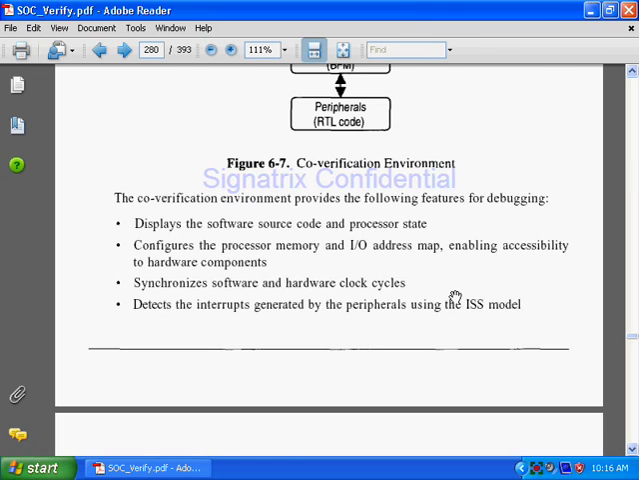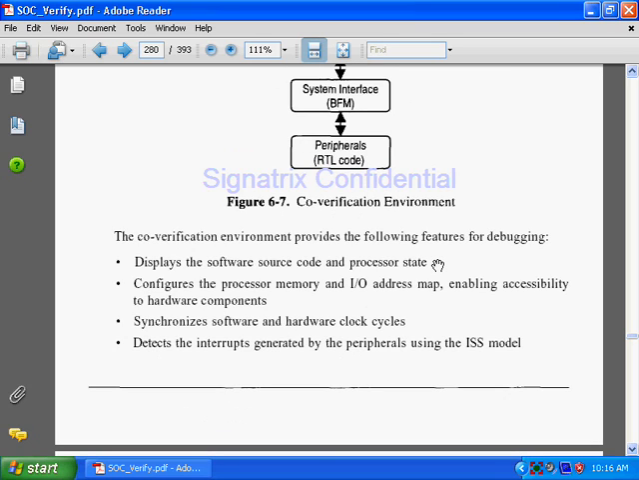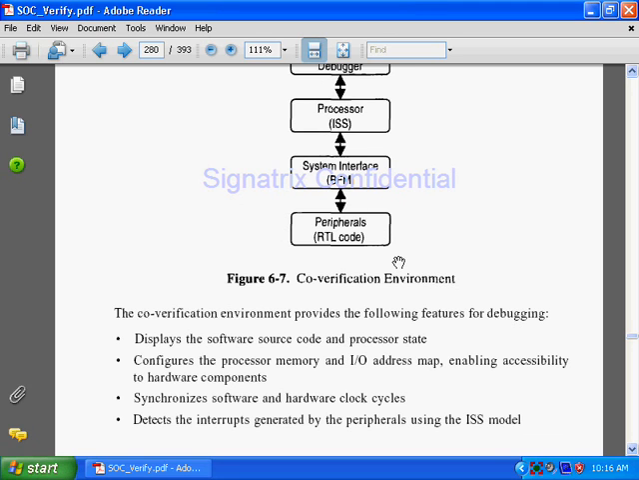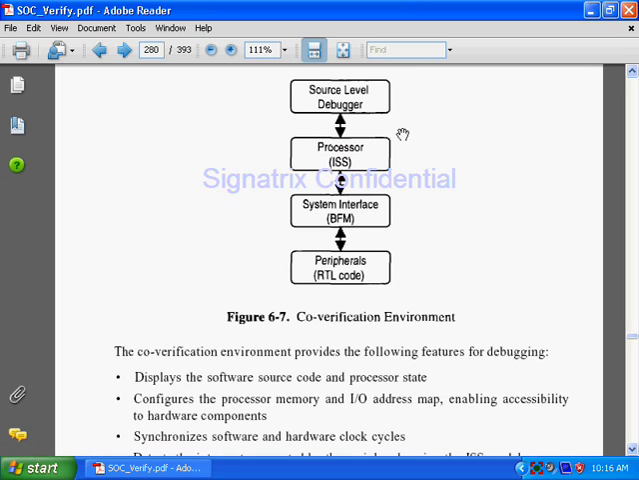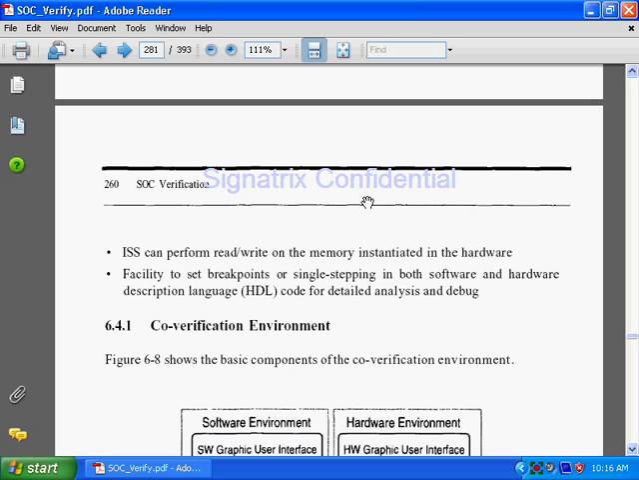Synchronize software and hardware clocks. So you cannot directly interact between software and hardware. You have to synchronize the hardware clock with the software clock. Detect the interrupt generated by the peripheral using the ISS model. Now suppose this RTL code is generating an interrupt to the processor. So during that time you don't have a processor, right? Instead of that you are using an ISS. So it will generate an interrupt to the ISS. ISS can perform read or write on the memory instantiated in the hardware.